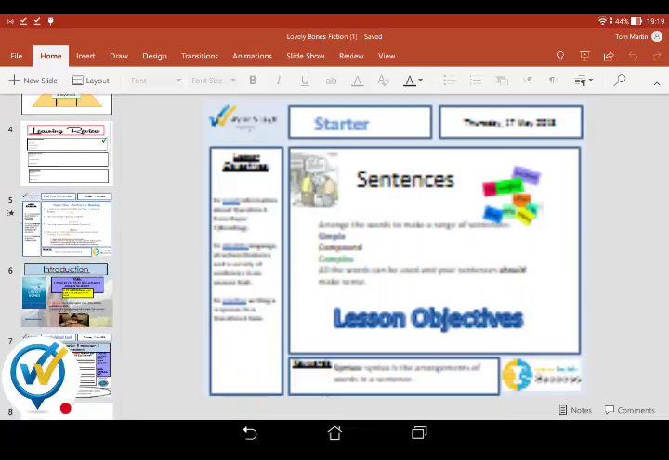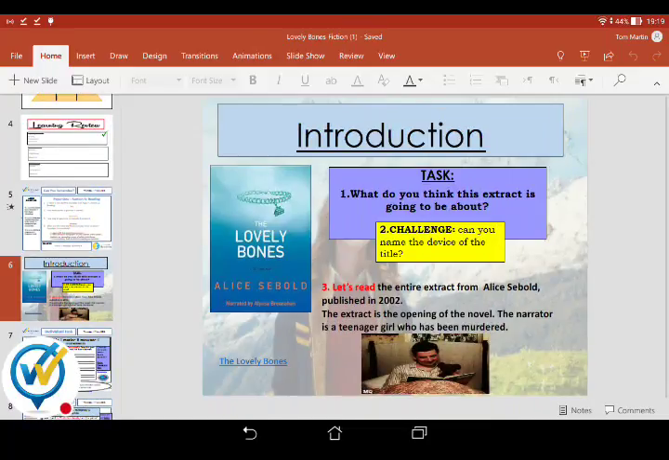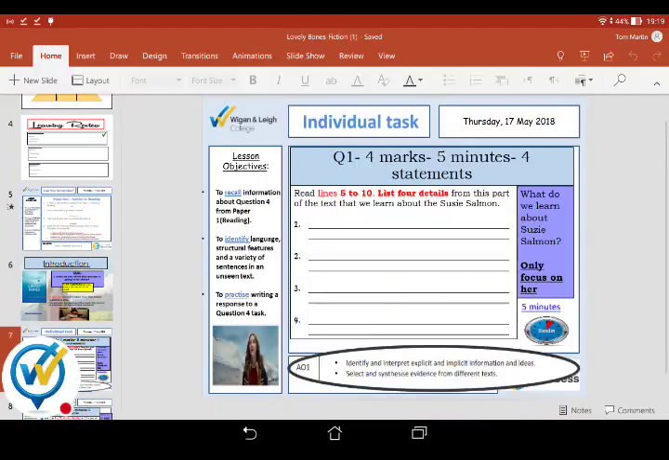So I'm just going to go through here and just remind you about what the text was about. So if you remember, it was about Susie Salmon, and she was a murdered girl, and she was talking about a tragedy from heaven. And you could see there, it says there, question 1 for 4 marks. And we're looking at you to take 5 minutes on that and gain 4 statements.